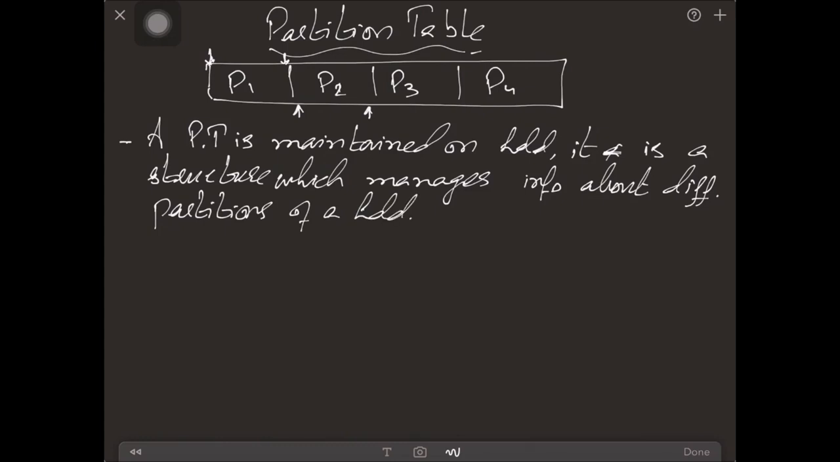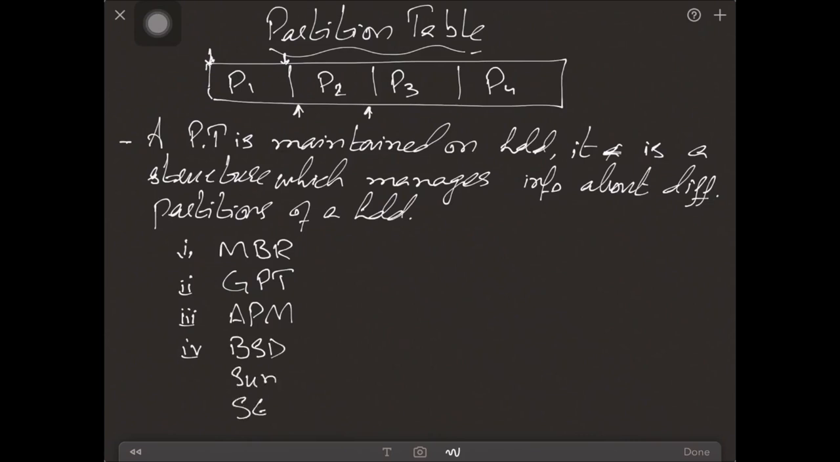And there are different types of partition table. The one which is most common and everybody knows about it is the master boot record partitioning table. The other one which is getting very common these days is the globally unique identifier partitioning table, which is called GPT. It is the latest standard of laying out the partitioning of hard disks used by Windows and Linux these days. Then we have APM, the Apple partitioning map. We have the BSD disk label. We have Sun, SGI, and there are others as well.